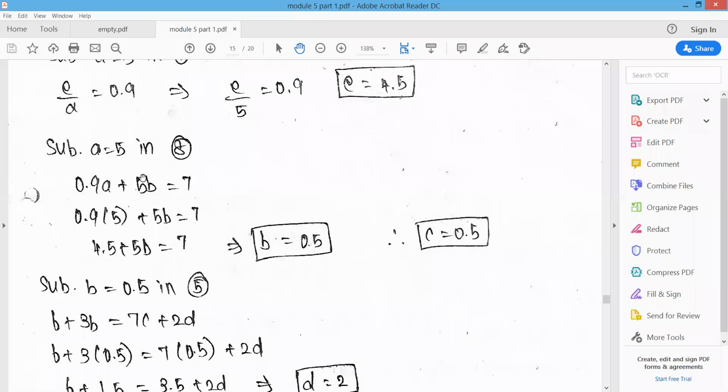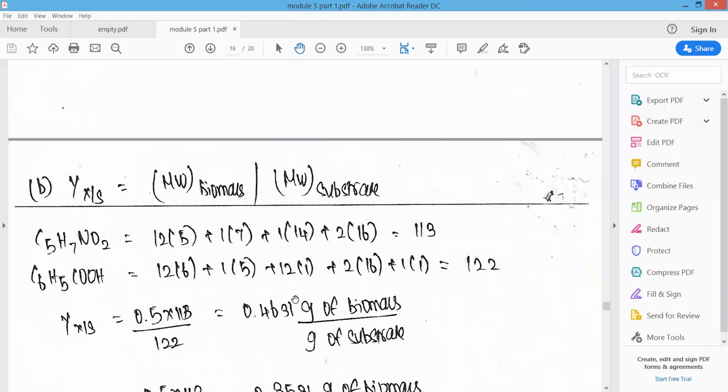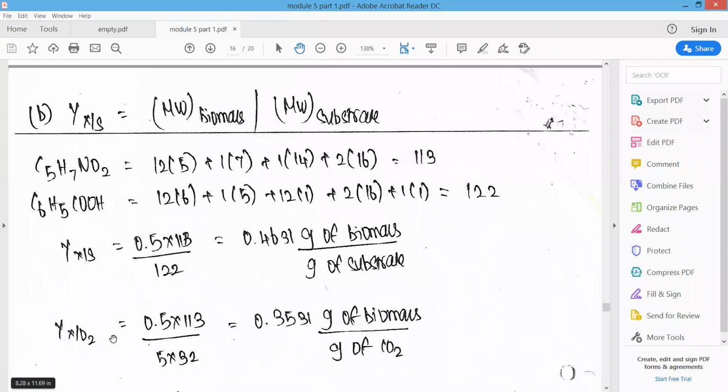Once you have found the stoichiometric coefficients, the next part is they have asked us to find Y x bar s, the x value and Y s value. Here they have done it a little differently. The coefficients they have multiplied at last. But what you should do, as I explained in the first problem, is include them in the beginning itself, so it will be easy. Y x bar s and Y x bar O2 are found. So the answer will be like this.